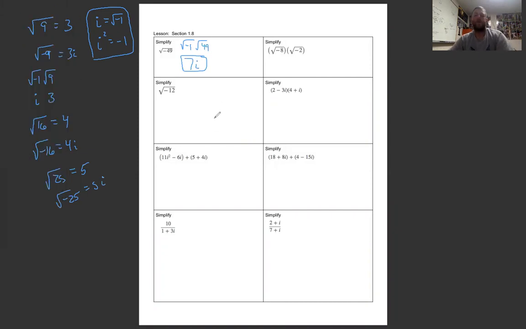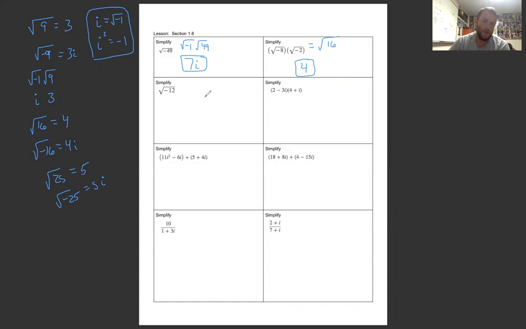So we go ahead and keep going. Square root of negative 8 times the square root of negative 2. We can combine those, so that'd be negative 8 times negative 2, which is 16. And the square root of 16 is 4.